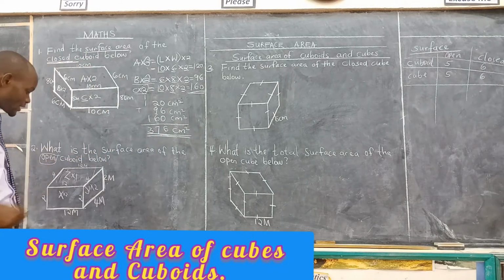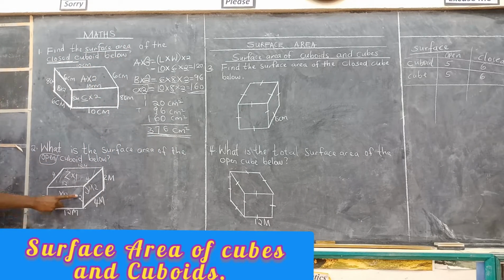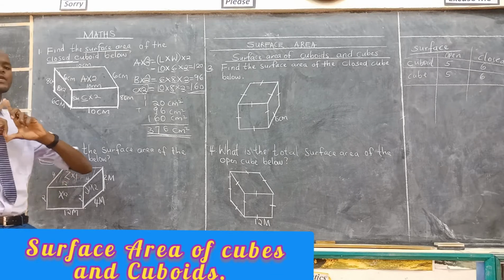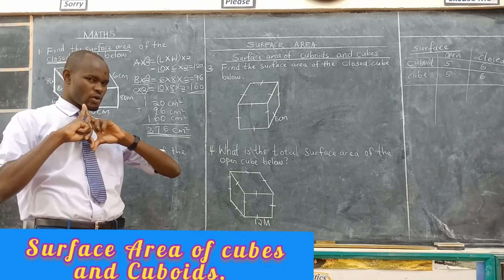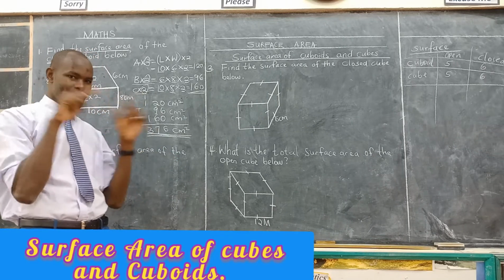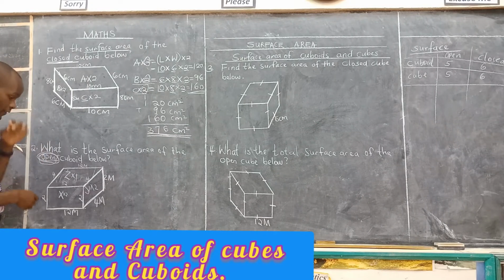Now let us get the area. You get the area of this times 2 because we have 2 faces which are similar. This one times 2. This one times 1 because it is open. And my friend, listen carefully. The difference between the surface area of an open cuboid and a closed cuboid is 1 face, that open thing, the open face.